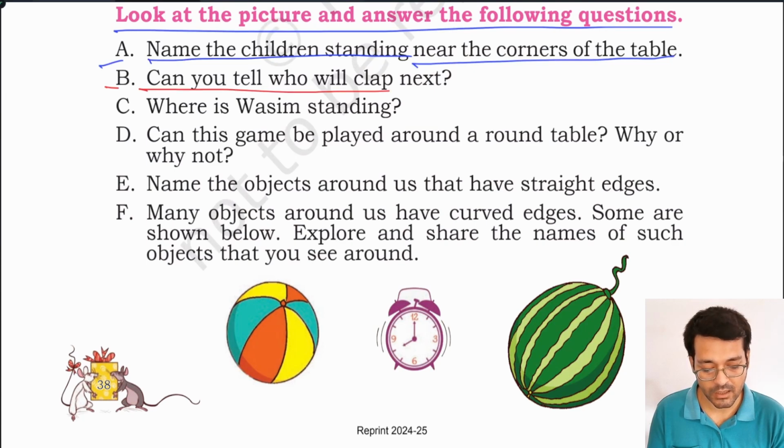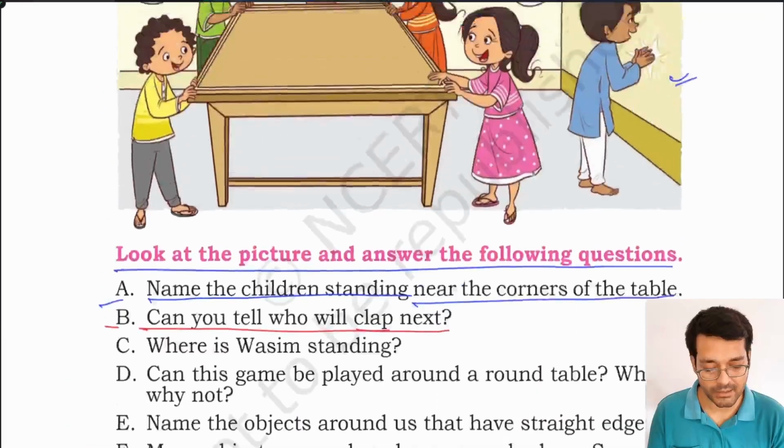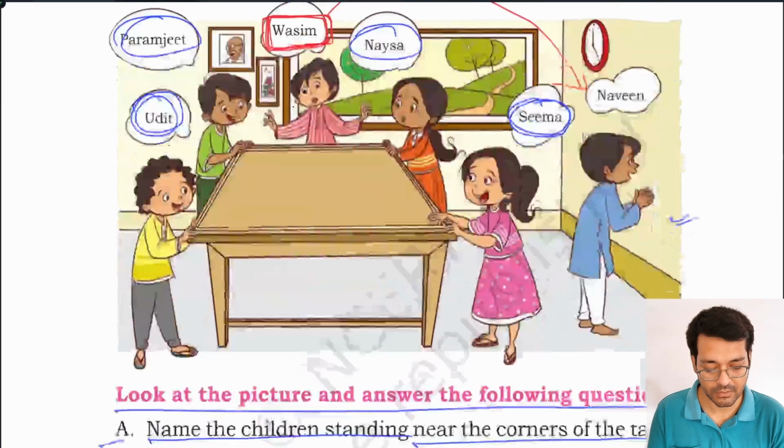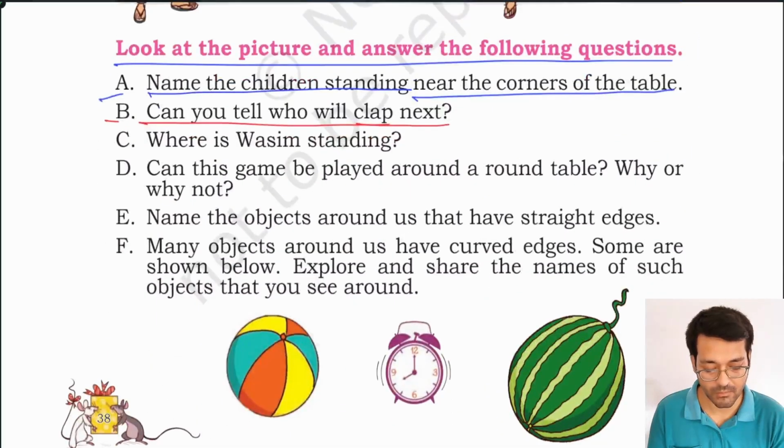B. Can you tell who will clap next? Since Wasim did not get any corner, he will clap next in the place of Naveen. He will be out of the game.